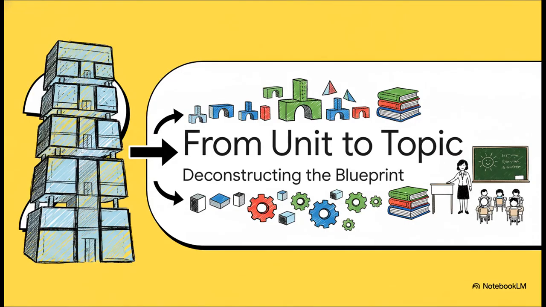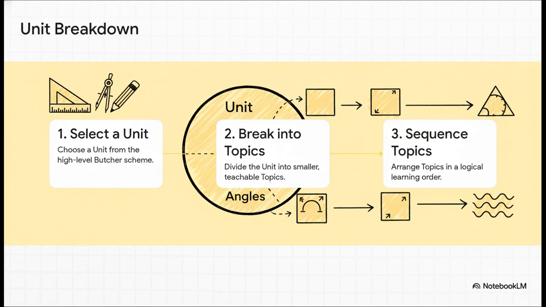All right, so once you've got that high-level blueprint, the next job is to start breaking it down into smaller, more bite-sized chunks. This is where that big year-long vision really starts to feel like something you can actually teach. The process itself is pretty straightforward. You grab one of those big units from your blueprint, like our Introduction to Geometry example, then you break it down into smaller topics. And finally, you put those topics in a logical order. So you wouldn't teach perimeter before you've taught identifying 2D shapes, right? Each topic becomes a stepping stone to the next.